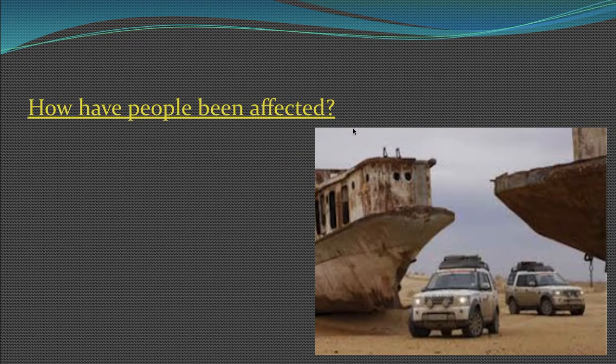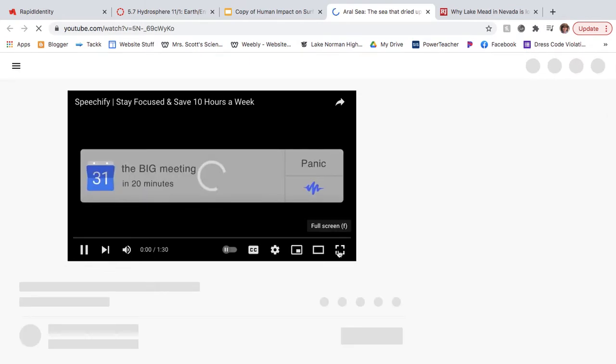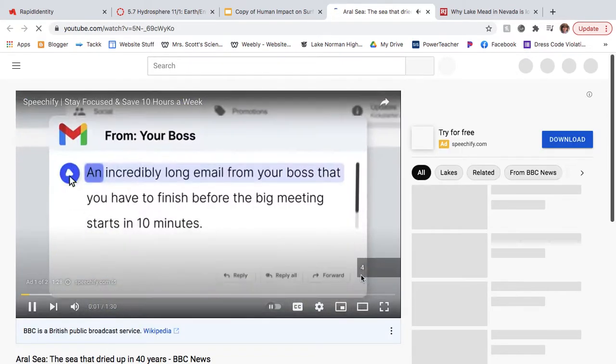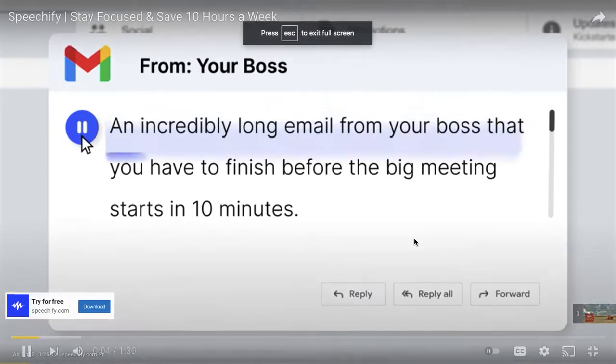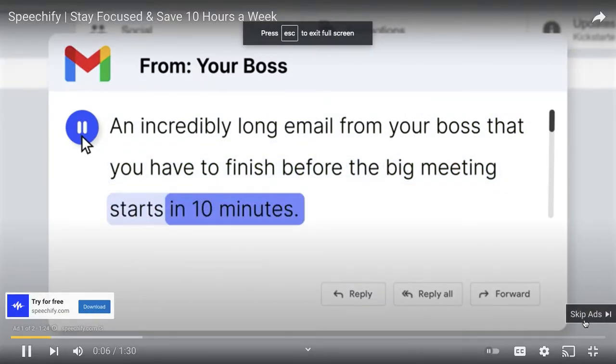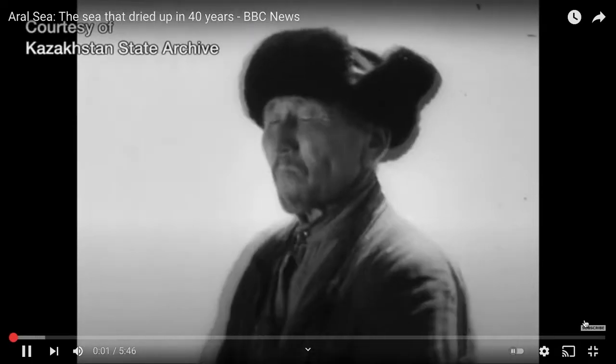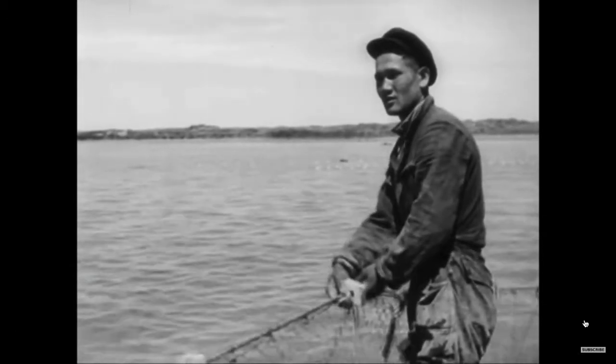We're looking at how people who have lived around the Aral Sea have been affected by this change. So I'm going to go here. We're going to say no ads. Oh no, we're getting an ad. So let's say you have to read an incredibly long email from your boss that you have to finish before the big meeting starts. Skip ads. All right. So here we go. Here's what it used to look like.